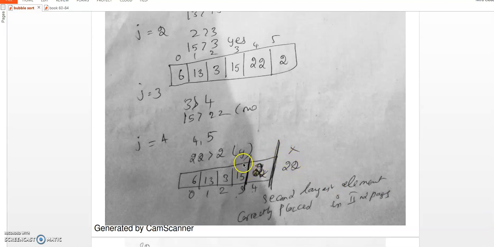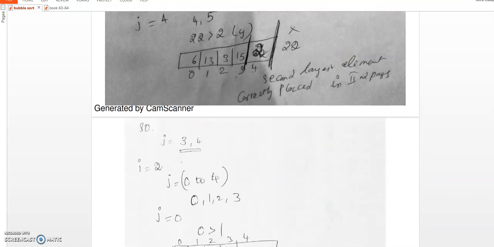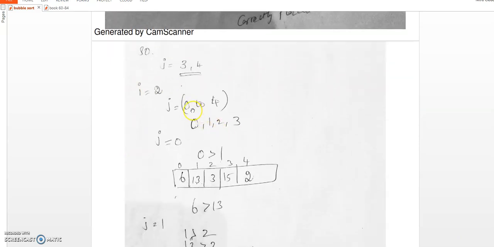Hereafter the j value varies only up to 3, so that 3 and 4 will be compared, and we will get the next largest element. Understand? So now the i value becomes 2. When i becomes 2, what is the j stop value? n minus i minus 1. What is n? 7 minus i value 2. 7 minus 2 minus 1, that is 7 minus 3, 4. So 0 to 4 means it will take 0, 1, 2, 3.